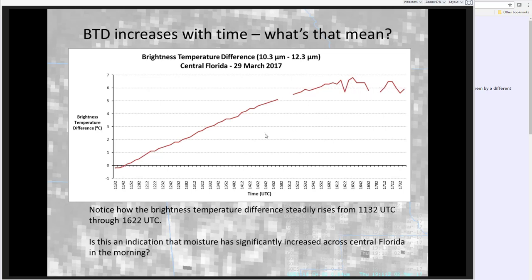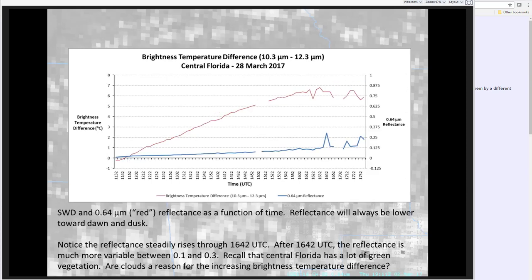So one of the things we get through the training is that maybe this brightness temperature difference is telling us that there is more moisture available through the day because we're getting this larger difference. But if that's what's really happening, are we really seeing a significant increase in moisture across central Florida during the morning hours? Well, if we look at the reflectance, we can start looking at a little bit of what else might be happening.